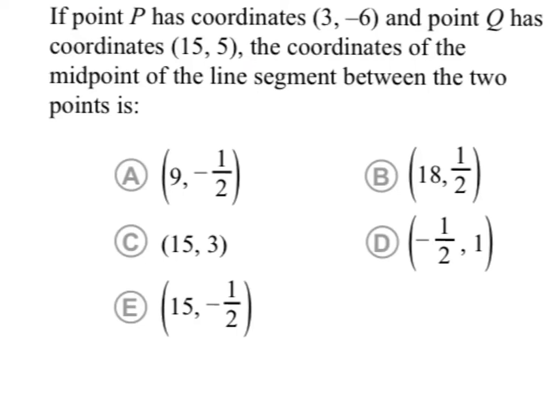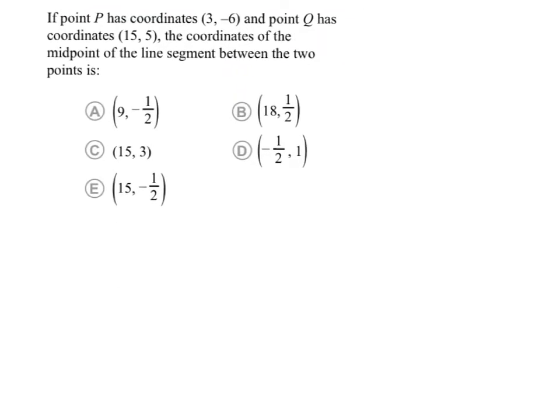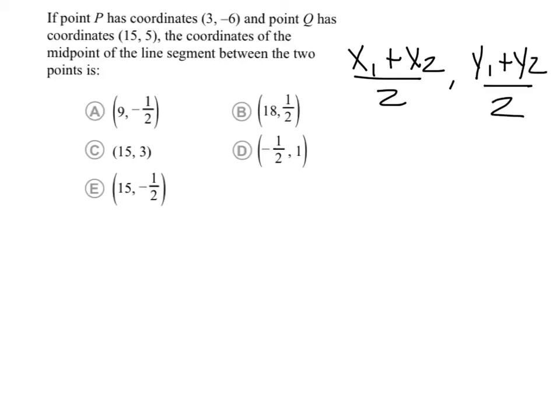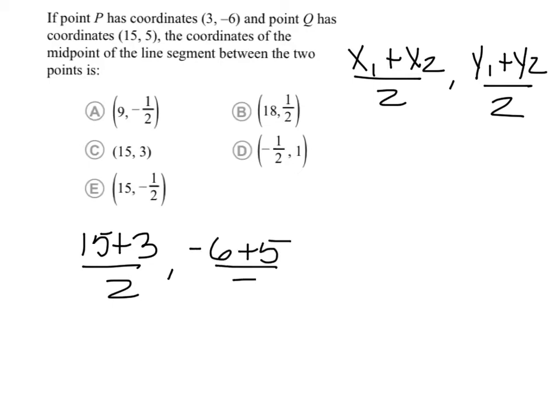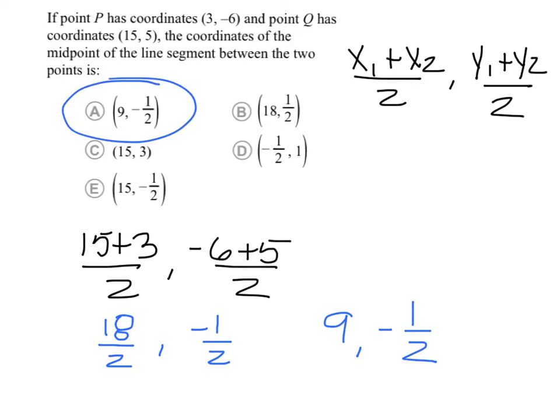If you remember the midpoint formula, this becomes very simple. The midpoint formula is x1 plus x2 over 2, comma, y1 plus y2 over 2. So if you add up the x's, that's 15 and 3. 15 plus 3 over 2, and then the y's are negative 6 plus 5. That's going to be 18 over 2 and negative 1 over 2. That's 9 and a negative half, which is A.